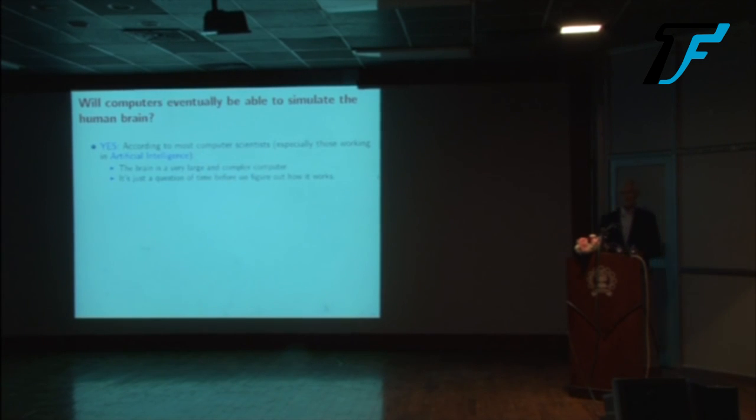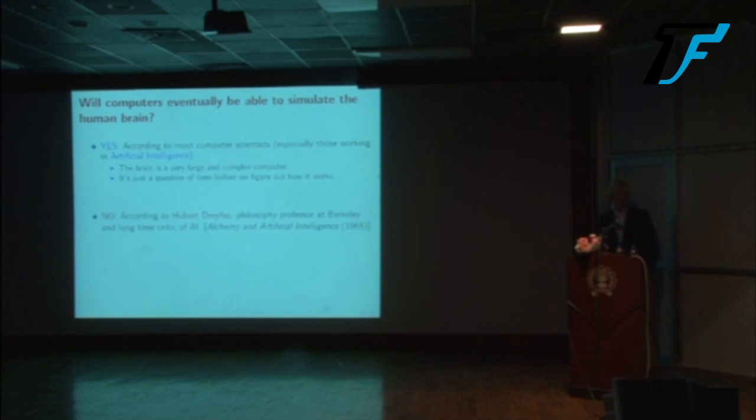And so, just nearing the end here, it's interesting to do some speculation. Will computers eventually be able to simulate the human brain? And this is, of course, the artificial intelligence problem. There's a whole subgroup of computer science, artificial intelligence, that more or less is trying to do that. And so these people think the answer is yes, the AI people. In fact, the brain is just a large, complex computer, apparently.